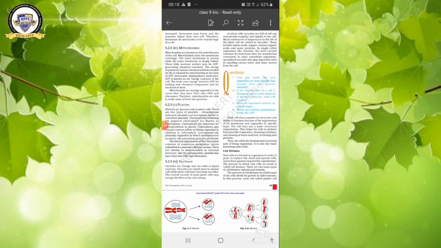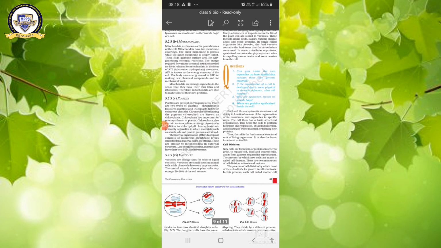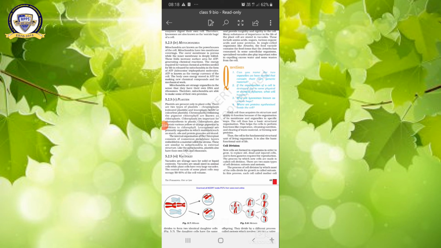Leucoplasts are primarily organelles in which materials such as starch, oils, and protein granules are stored. The internal organization of the chloroplast consists of numerous membrane layers embedded in a material called stroma. These are similar to mitochondria in external structure. Like the mitochondria, plastids also have their own DNA and ribosomes.